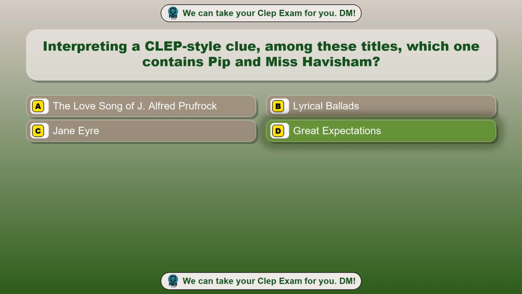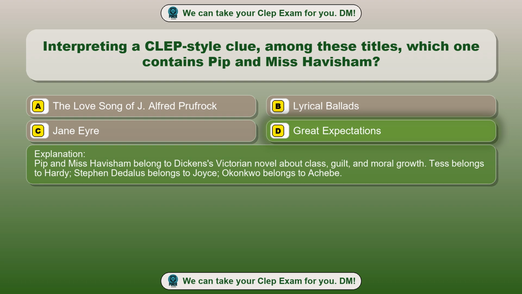Great Expectations. Pip and Miss Havisham belong to Dickens's Victorian novel about class, guilt, and moral growth. Tess belongs to Hardy, Stephen Dedalus belongs to Joyce, Okonkwo belongs to Achebe.